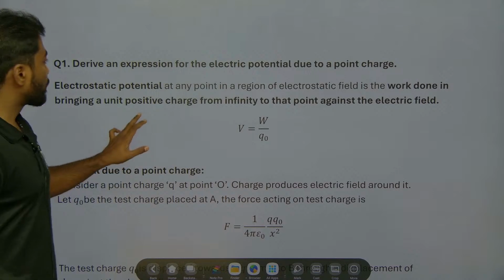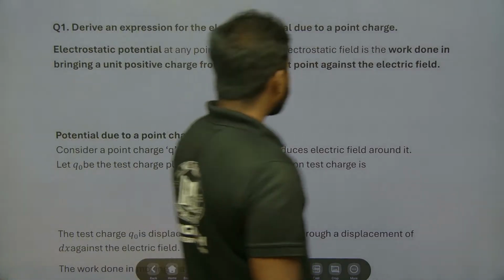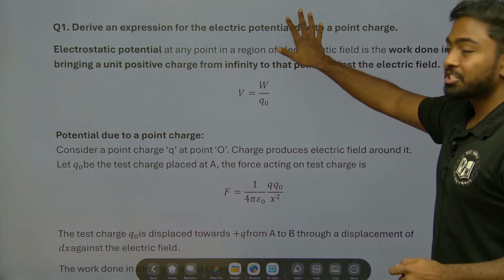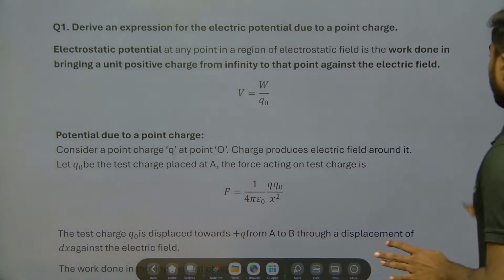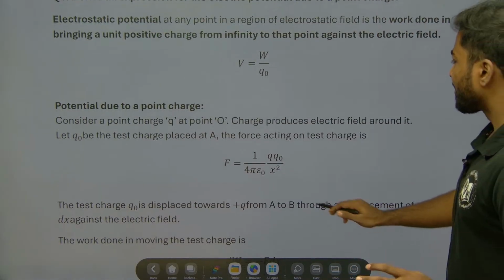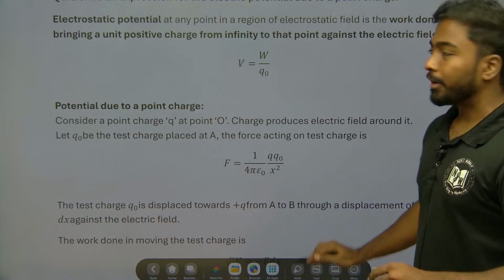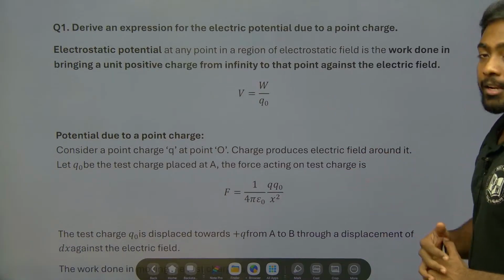The first question of this class is: derive an expression for the electric potential due to a point charge. They are asking about the potential. First we need to know about the force. The force is F equals 1 by 4 pi epsilon naught, q naught by x square. Let us see what electrostatic potential means.